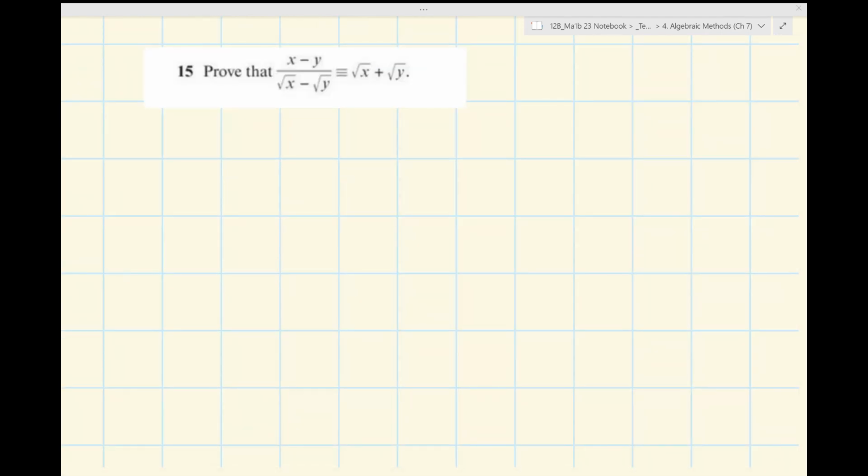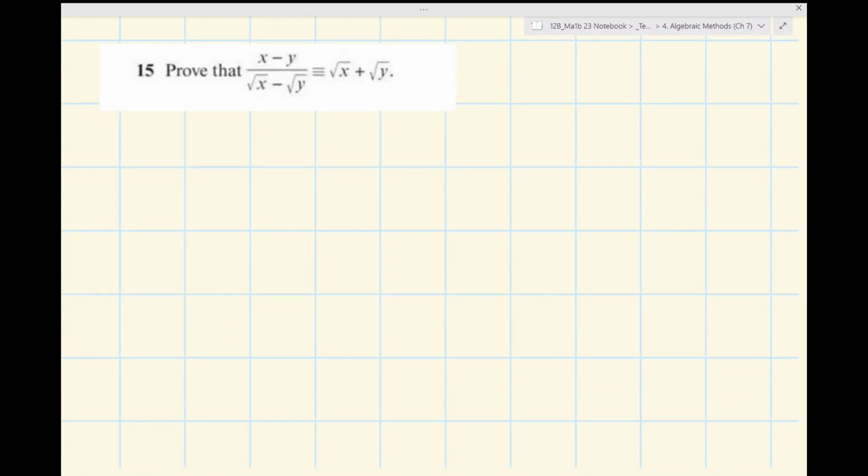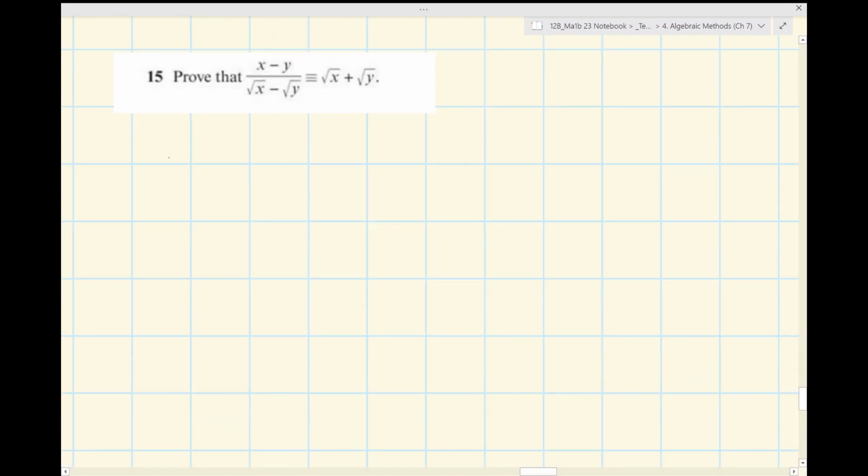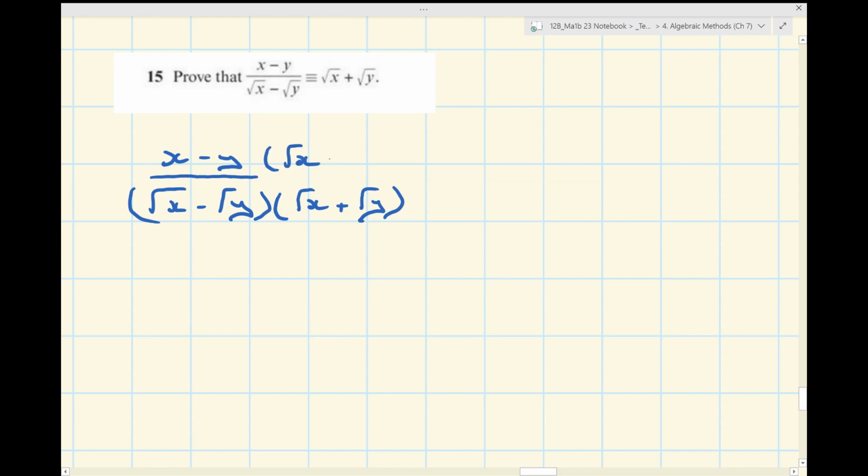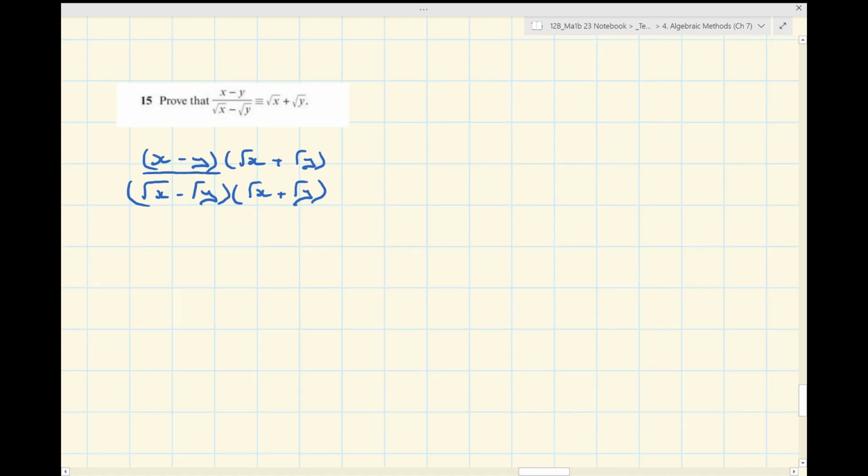Question 15. Right, I've got to prove the expression on the left is equal to the expression on the right. So I'm going to start with the expression on the left, and I'm going to try to simplify that. What I'm going to do is multiply top and bottom by root x plus root y. Okay, so on the top, I'm going to have x times root x.